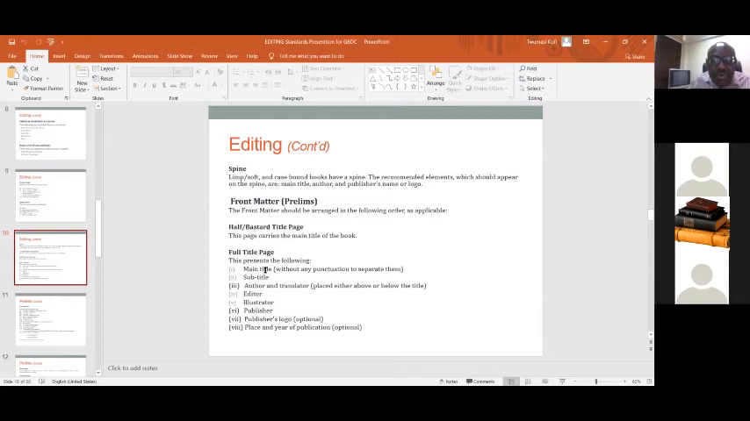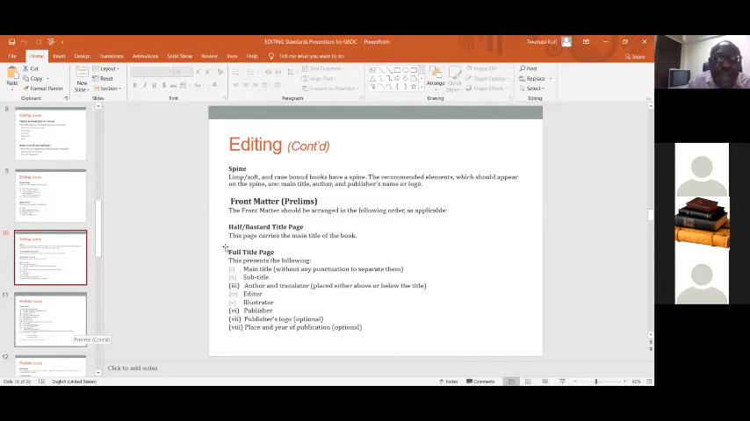And what many people omit is place of publication and year of publication. These things are important for librarians, those who are going to catalog the book. They need all those pieces of information. And it's a help if all these things are provided them.